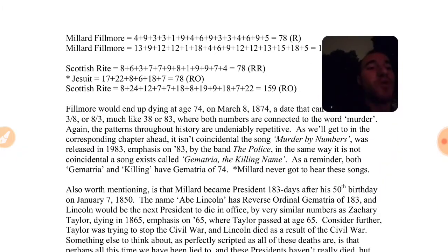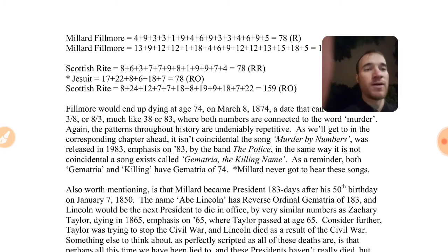As we'll get to in the corresponding chapter ahead, it isn't coincidental the song Murder by Numbers was released in 1983, emphasis on 83, by the band The Police. In the same way, it is not coincidental a song exists called Gematria, the Killing Name. As a reminder, both Gematria and Killing have gematria of 74. Millard never got to hear these songs.